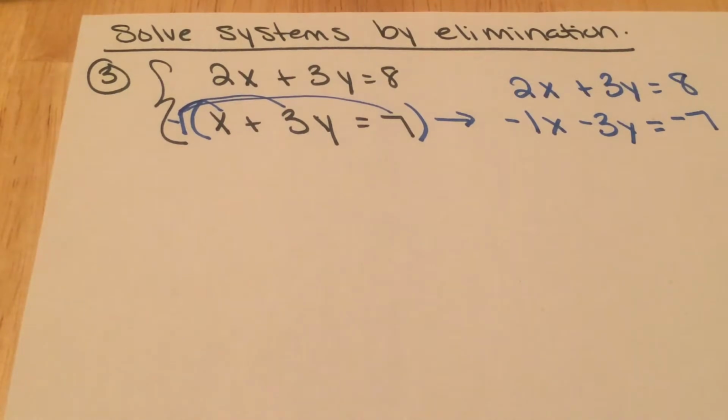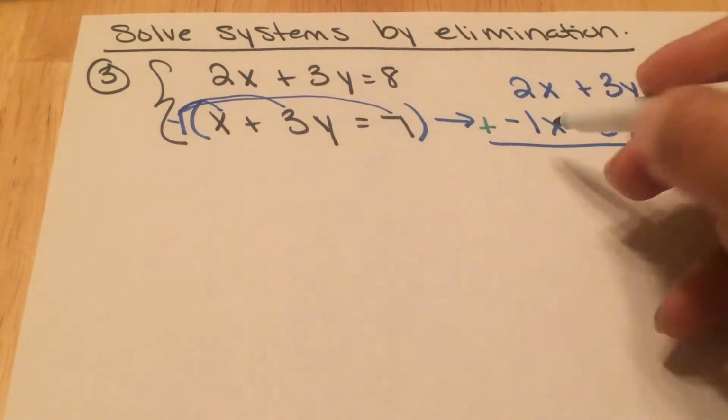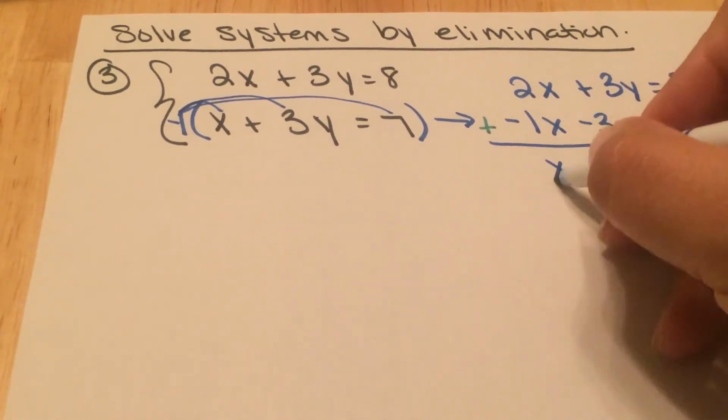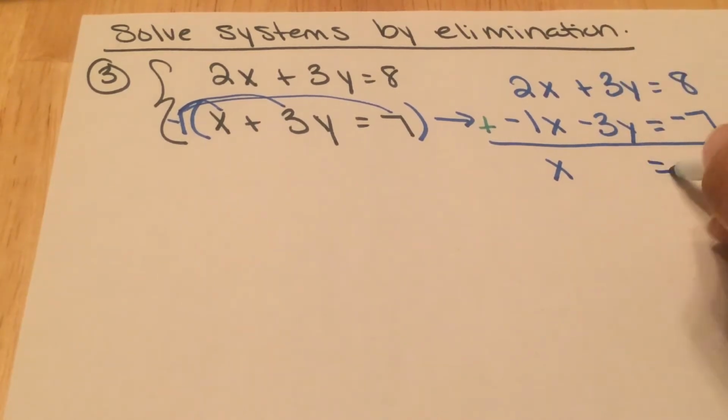So now that I have that, what I can do is still go ahead and just add, like we've been doing for elimination. So now we're going to see some eliminating. 2x minus 1x is going to be 1x, or x. The 3y's will now cancel out, equals 8 minus 7, which is going to be 1. So we found our x.